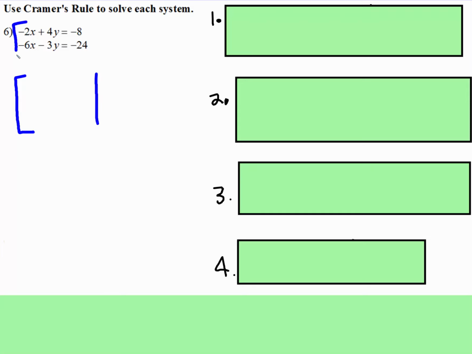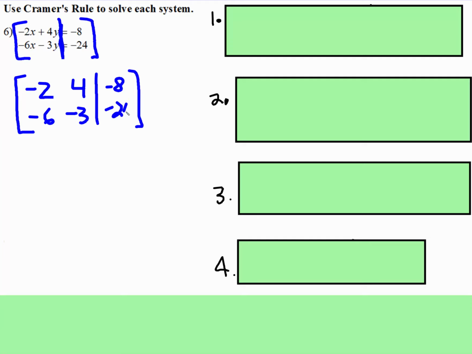We're going to turn this part into a 2 by 2, but instead of putting a closed bracket, we're going to do that. And what you end up doing, you don't bring down the x's and y's, just the coefficients. So a would be -2, b would be 4, c would be -6, d would be -3, and then the solutions over here would be -8 and -24. All right. And this would tell you to find a system of equations.